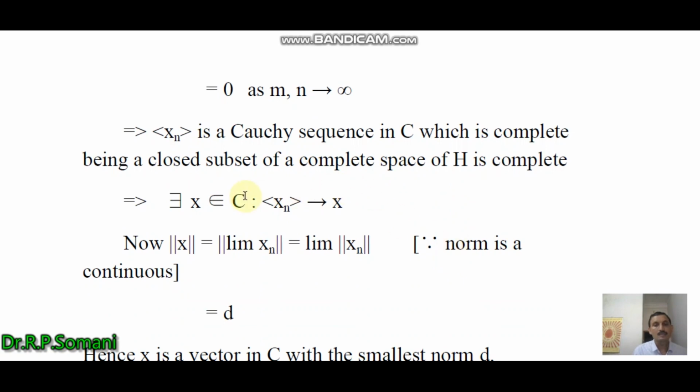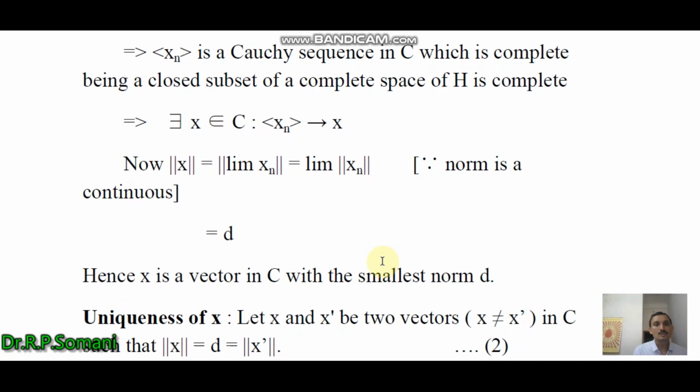Therefore, there exists x belonging to C such that the sequence xn tends to x. That is, norm x equals limit of norm xn, because norm is a continuous function. So this is equal to D. Hence x is a vector in C with the smallest norm D.